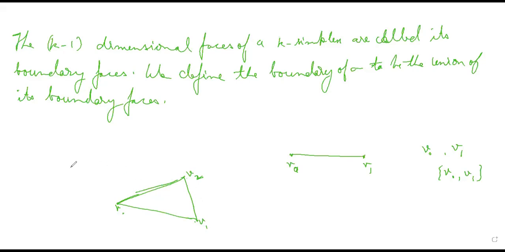Now, if we take a three-dimensional simplex, we will get a tetrahedron, and its boundary faces will be the triangular faces, which are two-dimensional. These two-dimensional faces of the three-dimensional simplex are the boundary faces, and if we take their union, then we will get the boundary.